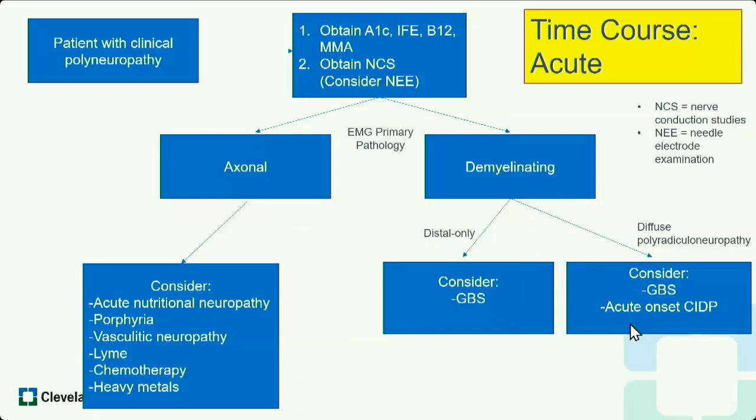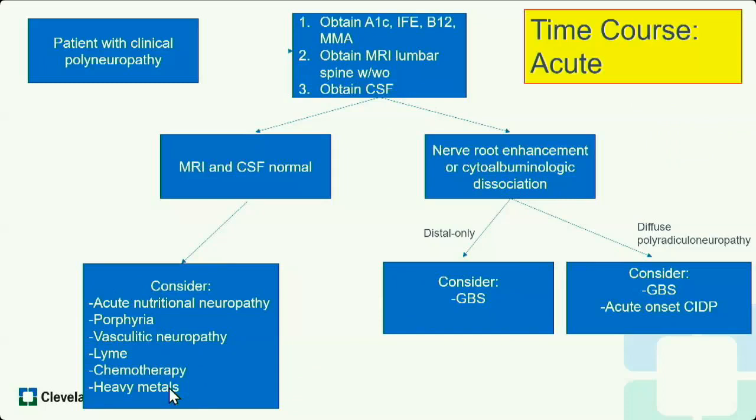Acute onset CIDP, you're not going to know at the time. That'll be delayed. But again, other abdominal symptoms that you might consider would be things like porphyria and vasculitis causing abdominal symptoms. But this is kind of the alternate approach. Again, when nerve conductions aren't immediately available, this is how I would think through it.